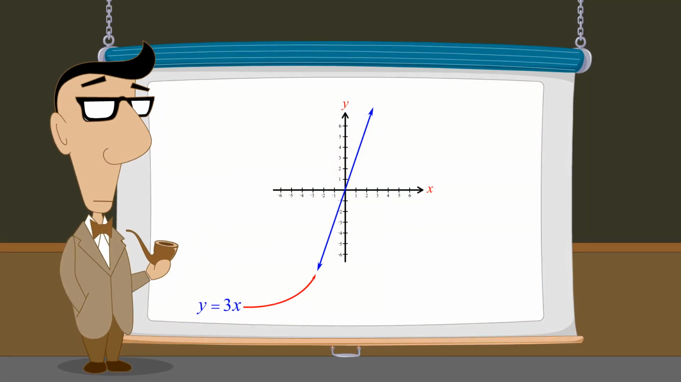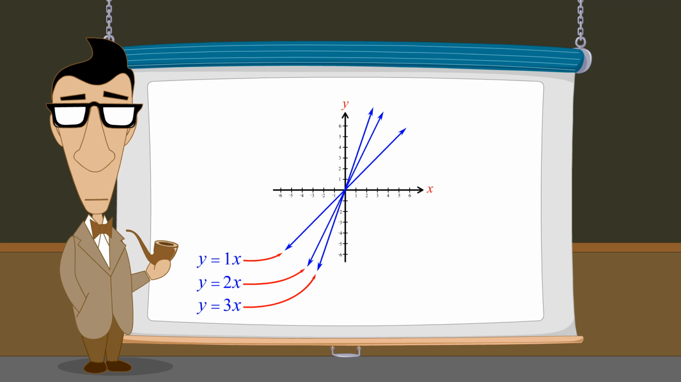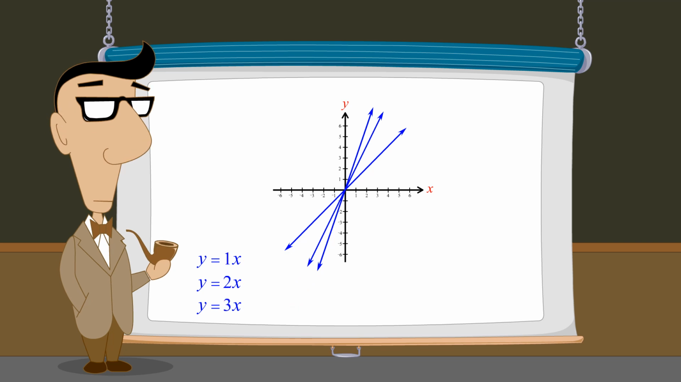The graphs of all the equations which we have seen are lines which pass through the origin and slope upwards as we move towards the right. The only difference between these equations is the coefficient of x. Notice that the larger the x coefficient, the greater the slope of the line.